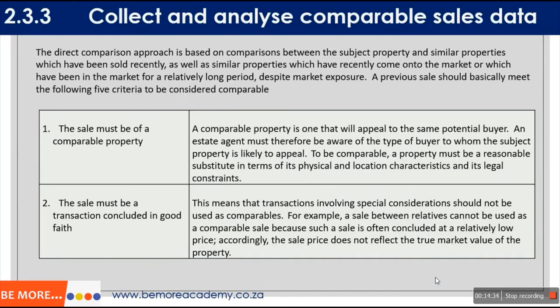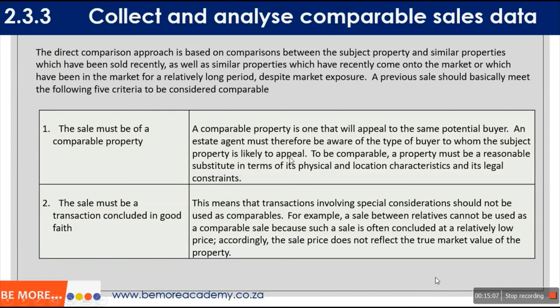Again, the direct comparison approach is based on comparisons between the subject property and similar properties. Okay, number one, the sale must be of a comparable property. And number two, the sale must be a transaction concluded in good faith. A comparable property is one that will appeal to the same potential buyer, and the estate agent must therefore be aware of the type of buyer to whom the subject property is likely to appeal.